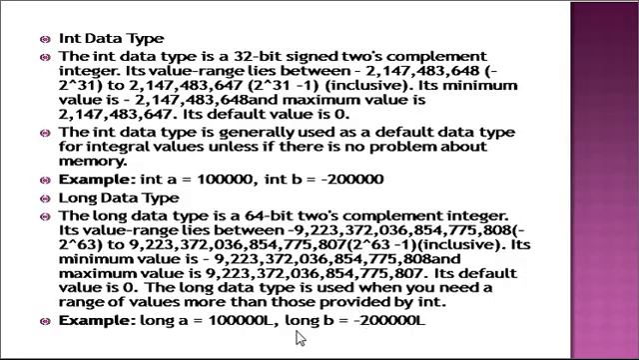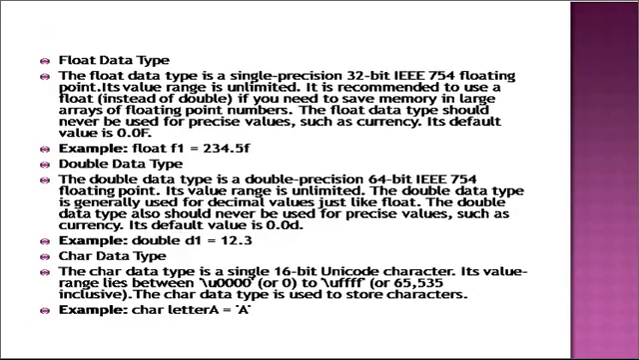And how do we define a long data type? Like this: long a equals this value, long b equals this value. The float data type is also 32 bit, and IEEE is the standard format to store the data in your variable. This is the standard format, IEEE. And here is the example of the float data type.